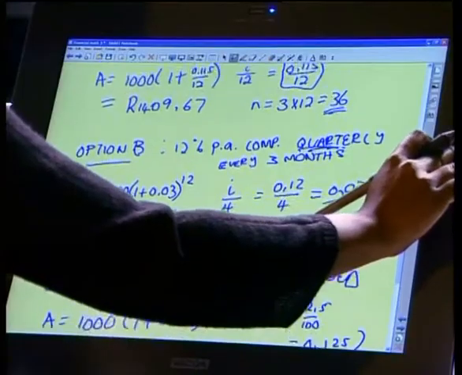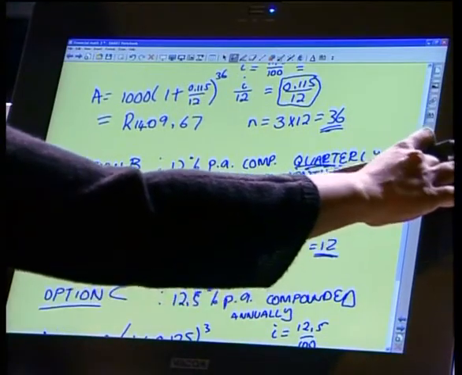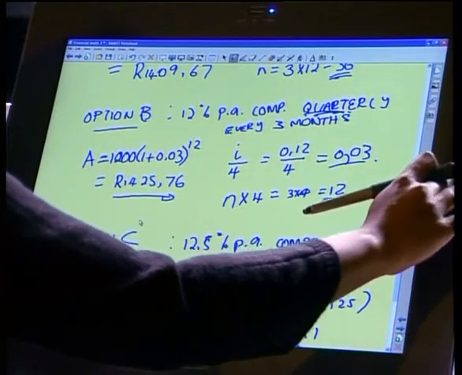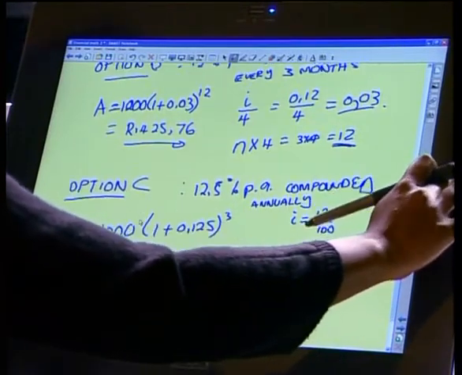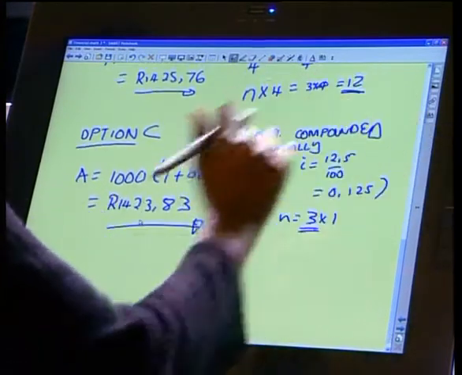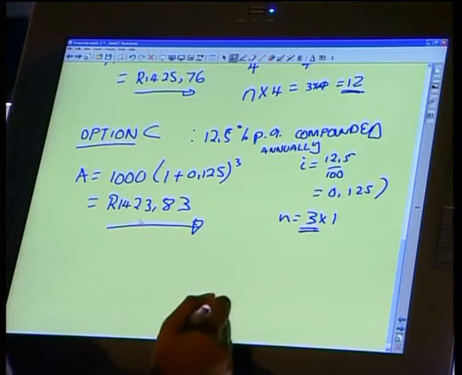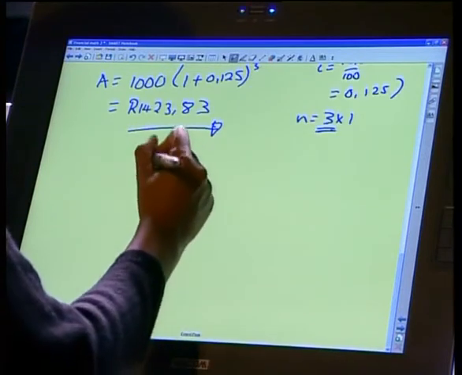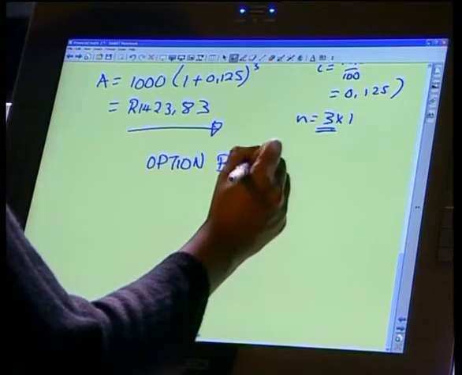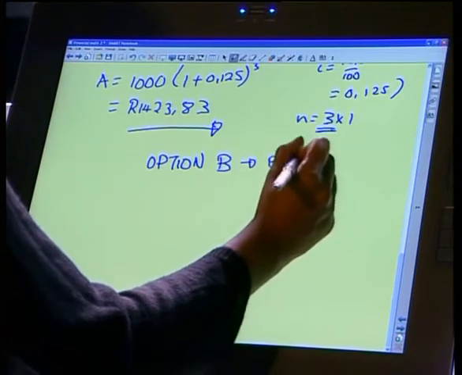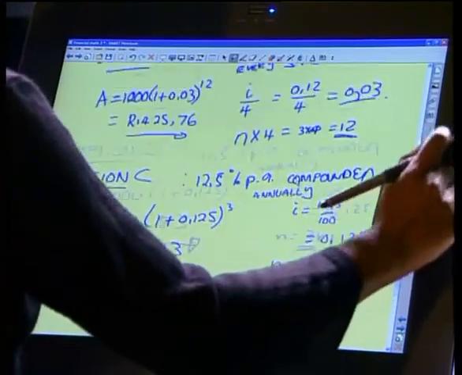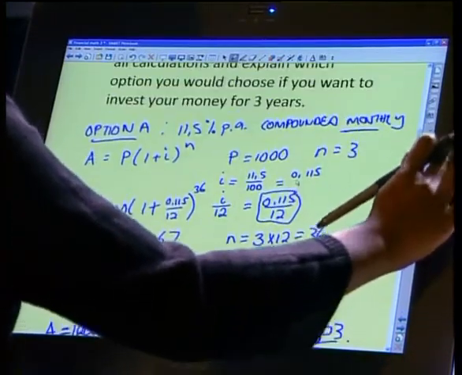Obviously, you want the one that's going to give you the most money. So in option A, we got 1,409 Rand. Option B, we got 1,425 Rand. And option C, we got 1,423 Rand. So obviously the best option here, option B, is the best option. So the one that gave us quarterly compounding was in fact the best option.